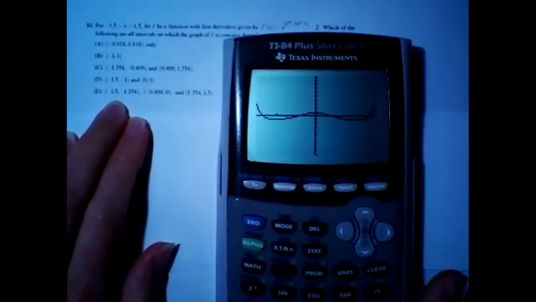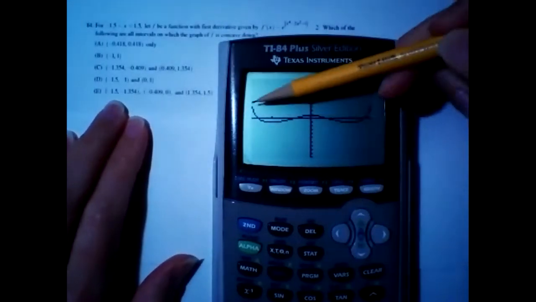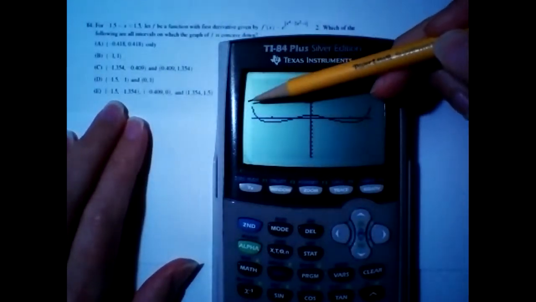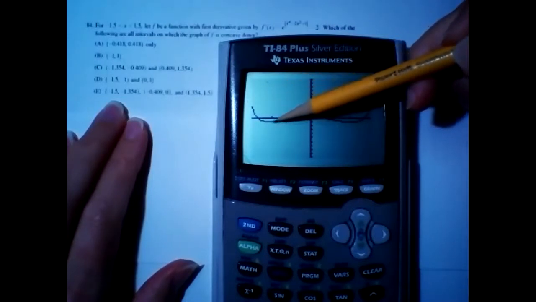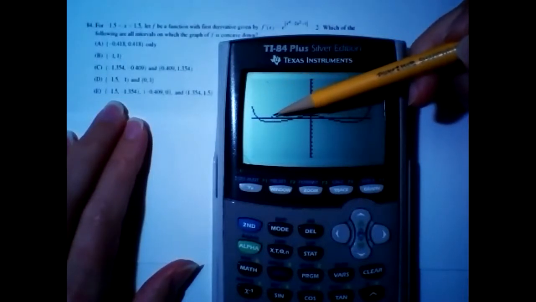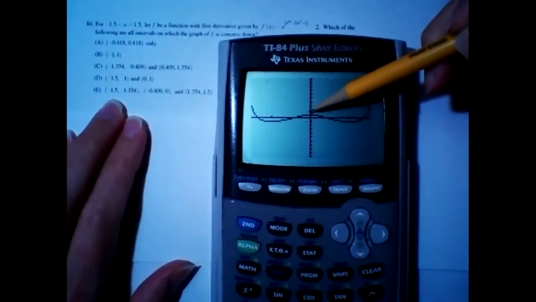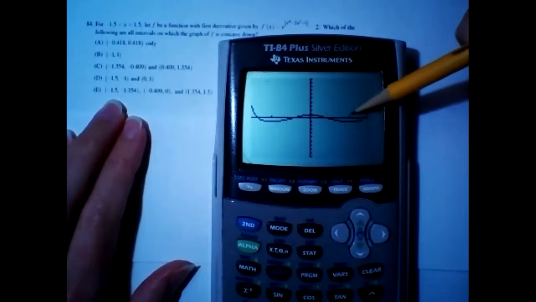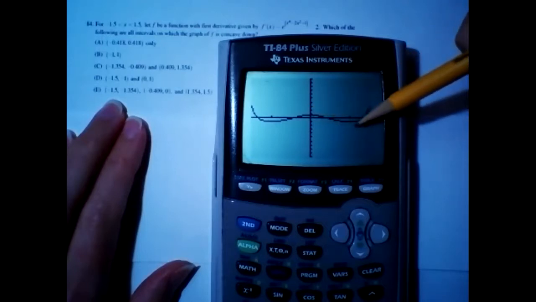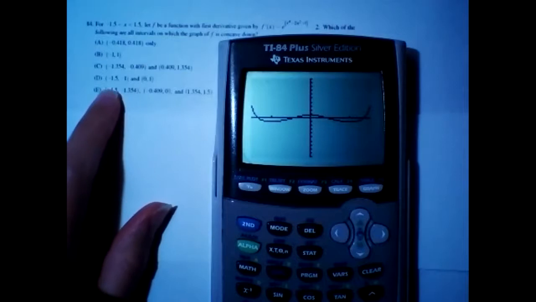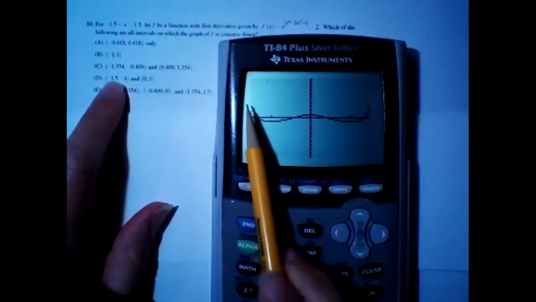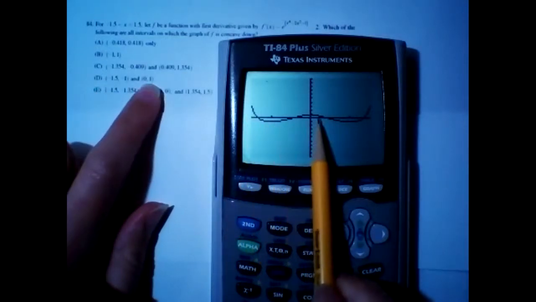Now, because we have choices, I'm just going to look at what I've got on the graph here and see which choice makes sense. So I don't really have to calculate anything here. It looks like we're decreasing from negative 1.5 until here, which is about negative 1. So negative 1.5 to negative 1. And then we're also decreasing from 0 until positive 1, so 0 to 1. So that one is going to be D. Negative 1.5 to negative 1, we're decreasing there, and then also from 0 to 1. So D for that.